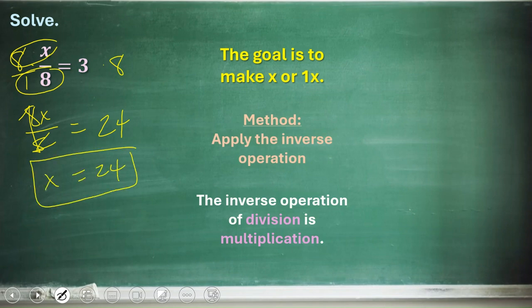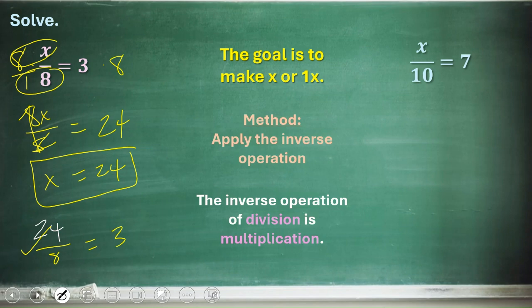We should always check our answer to make sure that we did this right. Everywhere we see x, I'm going to put in 24 divided by 8 equals 3. 24 divided by 8 does equal 3, so that is correct.